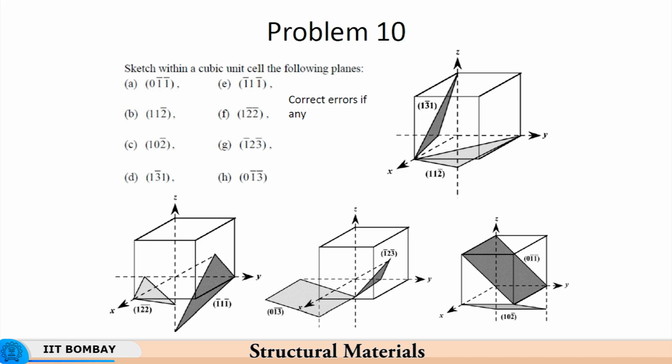So, we get a triangular plane. Basically the plane comes inwards, right. Instead of going here, you get this plane inside the lattice.